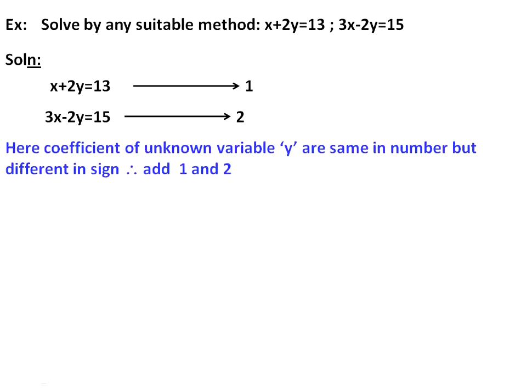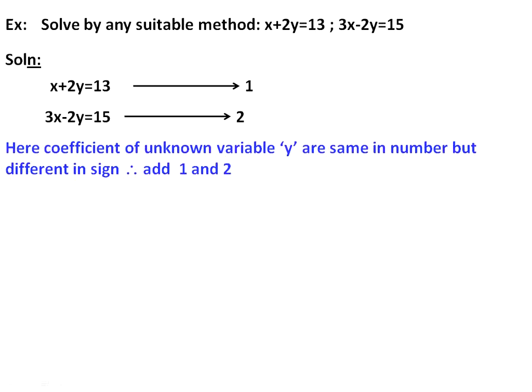Here, look at the coefficients of the unknown variables. There are two unknown variables, one is x, another one is y. But here the unknown variable x has different coefficients: in the first equation 1, but in the second equation 3. So it is not cancelled. The unknown variable y is the same: in the first equation 2, in the second equation also 2, but with different sign.